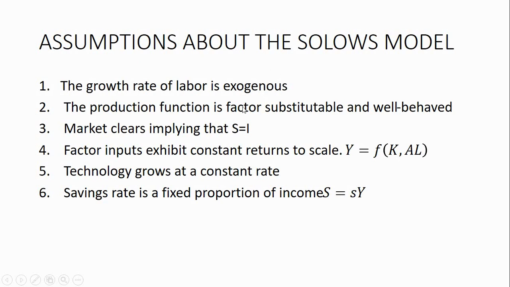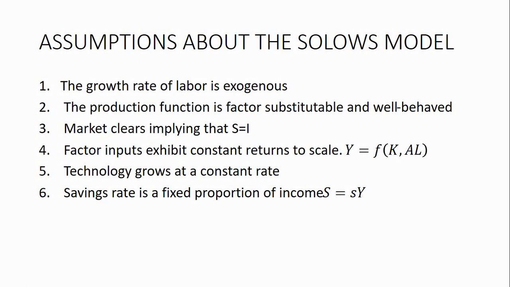So our first assumption is that the growth rate of labor is exogenous, and exogenous also means that it is constant. The second assumption is that the production function is factor substitutable and well behaved. Remember that we said it is a modification of the Harrod-Domar growth model. The production function in the Harrod-Domar growth model was a fixed proportion production function, implying that there was no substitution between factor inputs. But in the Solow's growth model, our production function is factor substitutable, meaning that we can substitute among factor inputs.